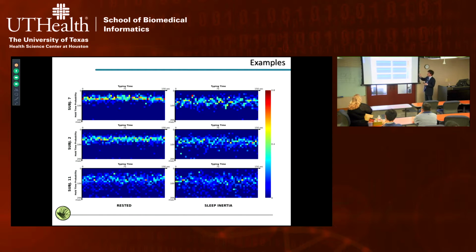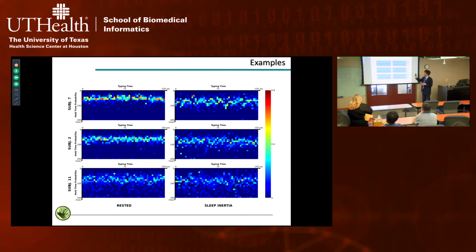On the left, we have the rested subjects. On the right, the subjects with sleep inertia. There was nothing wrong with them otherwise. They were healthy. And then I put them in order of the difficulty of seeing an effect. So on the top row, we see even visually a strong effect.